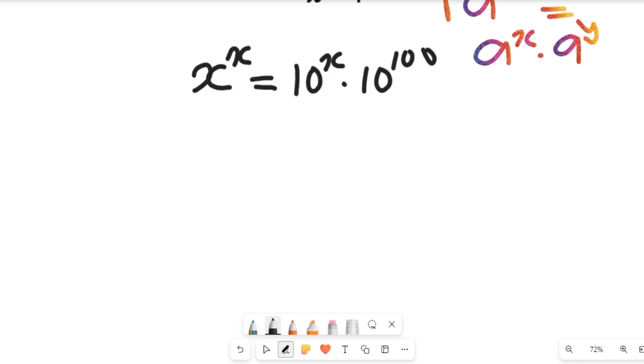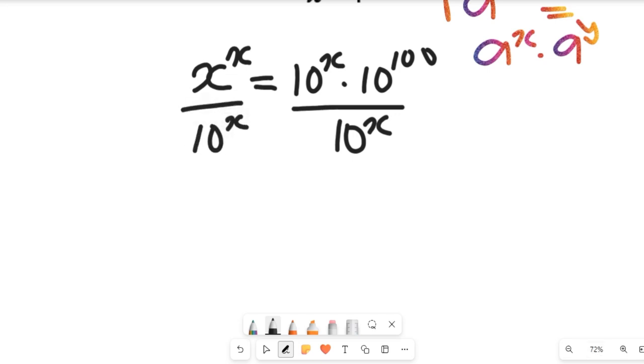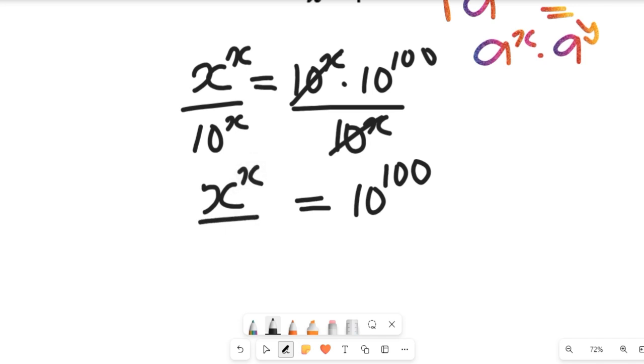What do we do next? To simplify this further, I think it's necessary we clear 10 to the power of x from the right hand side. So if we clear 10 to the power of x from the right hand side, we definitely divide both sides by 10 to the power of x. If we do that, 10 to the power of x will clear 10 to the power of x, then on the right hand side, we'll be left with 10 to the power of 100. And then we'll have x to the power of x divided by 10 to the power of x.